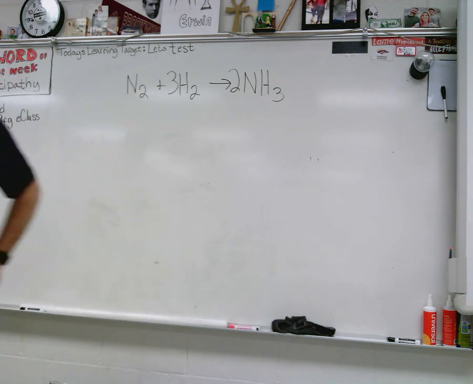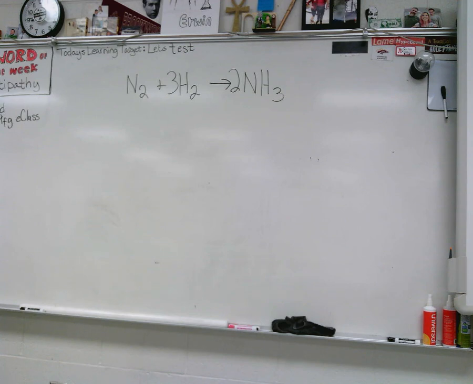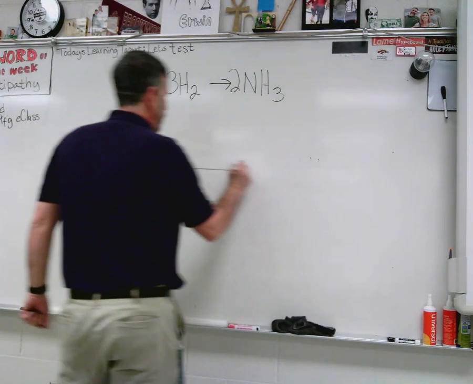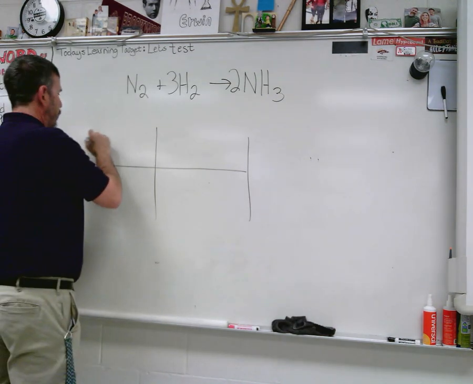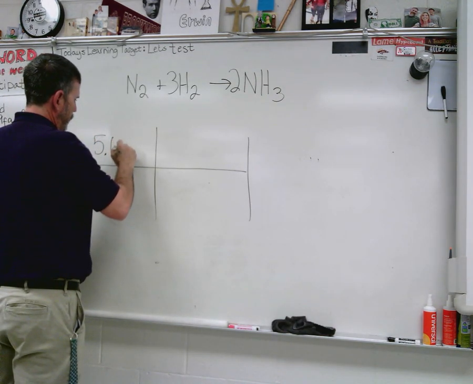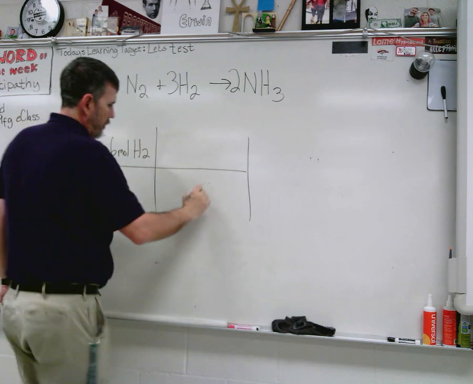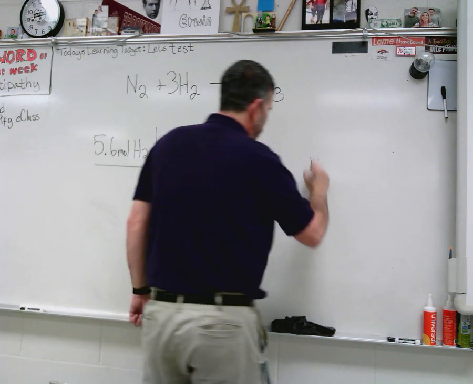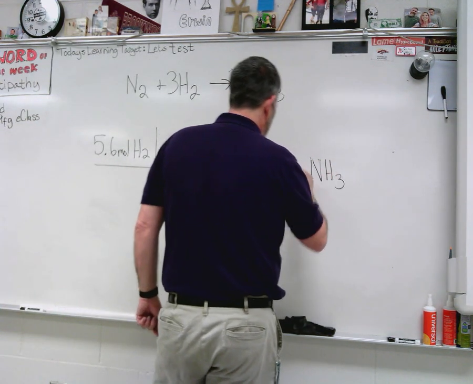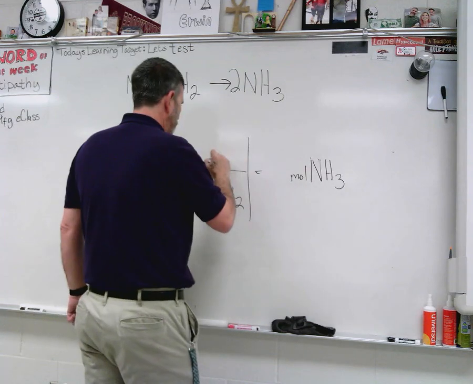And the first question asks me, example question: if I have 5.6 moles of hydrogen, how many NH3 can I make? So it's a dimensional analysis. I have 5.6 moles of H2, and they want to know how many moles of NH3 I can make.